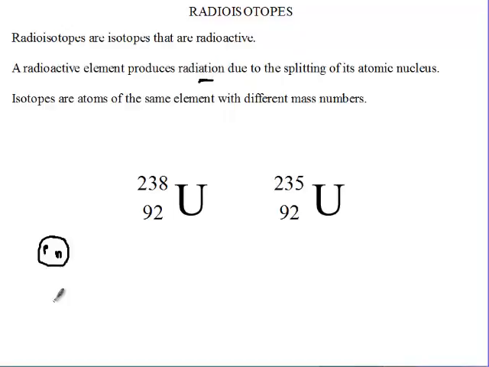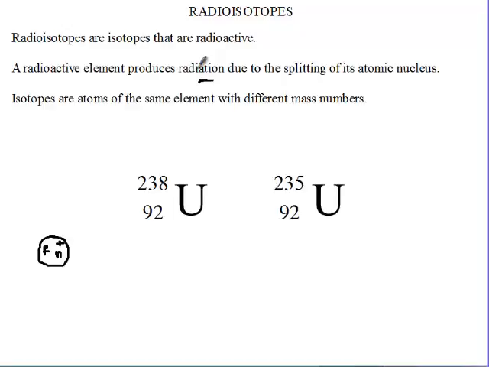So the protons are fighting against each other. They are repelling each other because they have the same positive charges. If the force with which they are repelling each other becomes greater than the force holding them together, the nucleus will split. Okay, so once they split, radiation is produced.